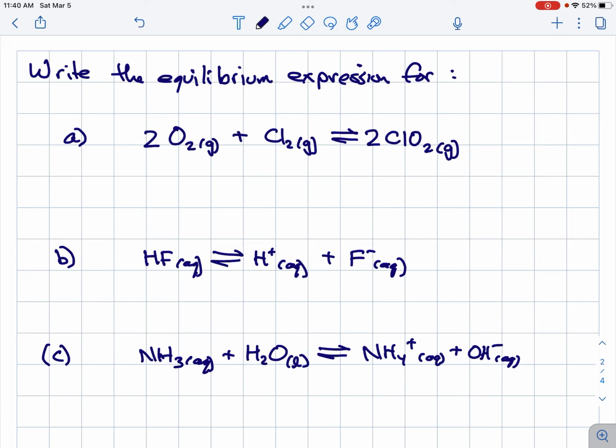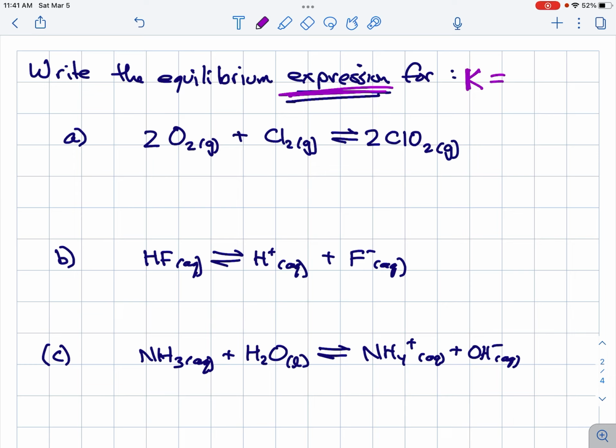I've asked you in a problem here to write the equilibrium expression for 3 reactions. The equilibrium expression is kind of like an equation. So when we're asked for the expression, we're not plugging anything in. We're just generating that equation that applies to this reaction. The way every equilibrium expression works is the symbol is K, for the equilibrium constant, but we'll get to that in a moment.